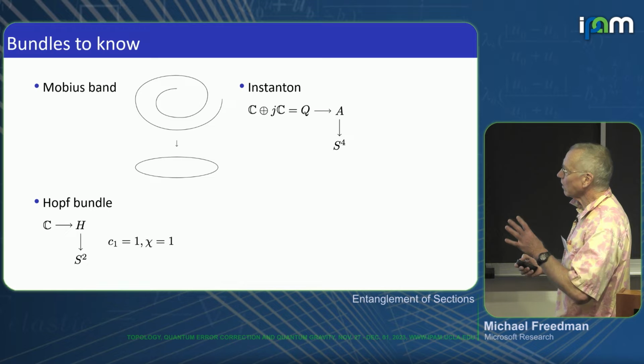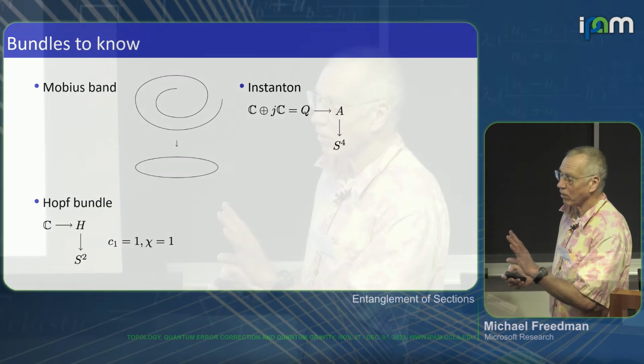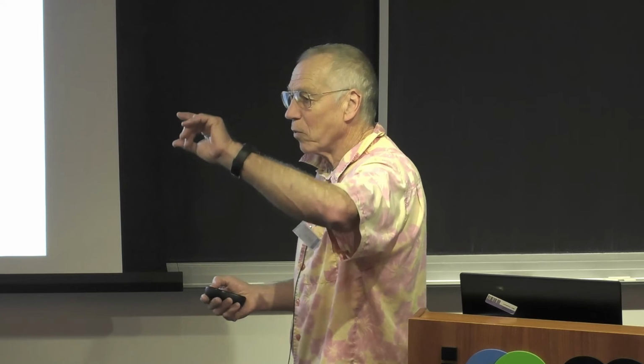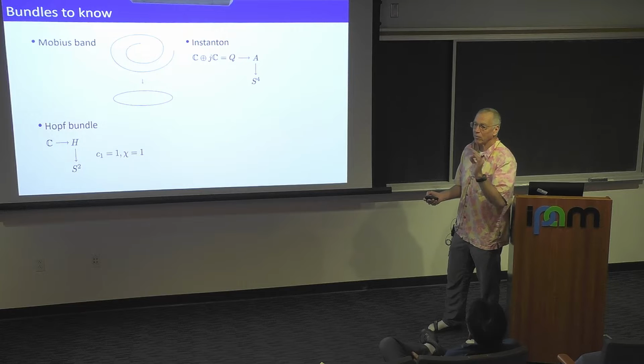bundles over a sphere can be very easily understood by mapping the equator of the sphere involved to the structure group. And the structure group in the case of the Mobius band is the 2-point group, and multiplication by the non-trivial element is what creates this twist in the Mobius band. Here, the equator is a circle, and the structure group is U1, and the degree 1 map is what's giving you C1 equals 1. That's the degree of that map.